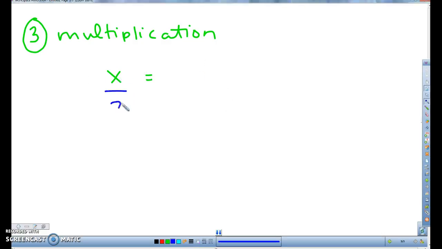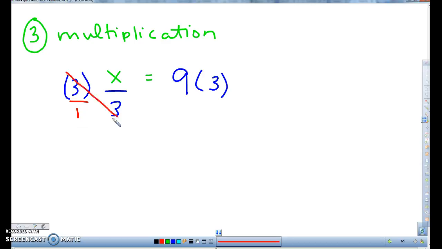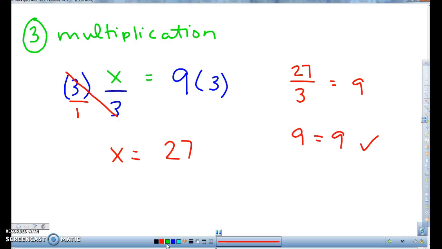Let's say x over 3 is 9, and I'm going to do the inverse operation, which is multiplication. So I'm going to multiply both sides by 3. That works better. These 3's, this is kind of like 3 over 1, so they should cancel so that I'm left with x. 9 times 3 is 27. Again, when I go to check my work, I want to make sure that 27 divided by 3 is equal to 9. And in fact, it is.